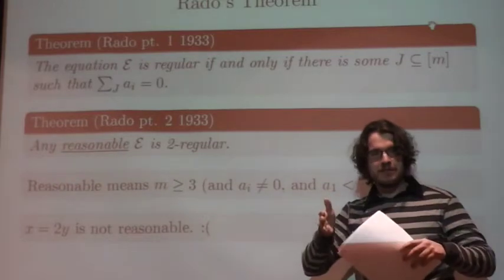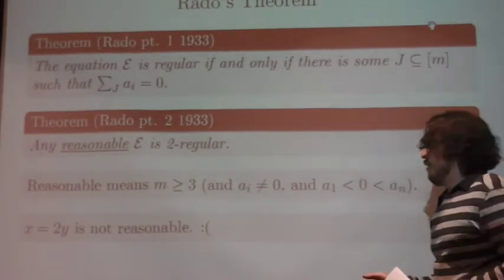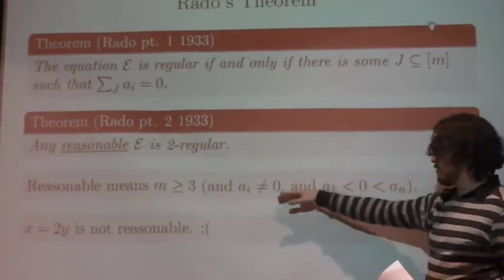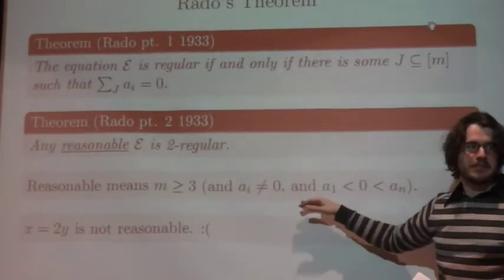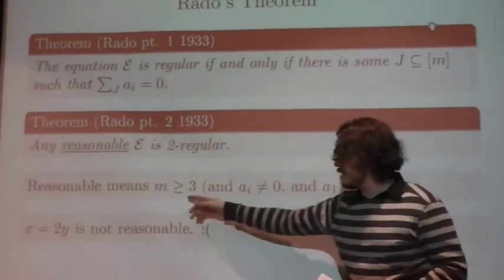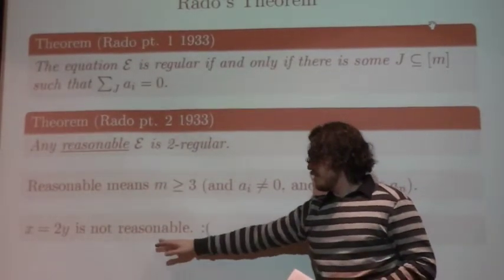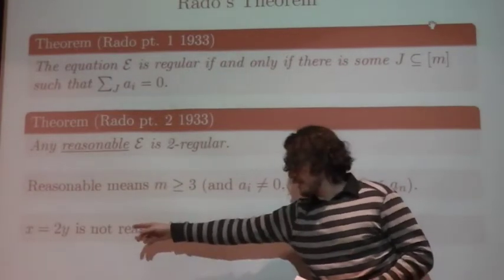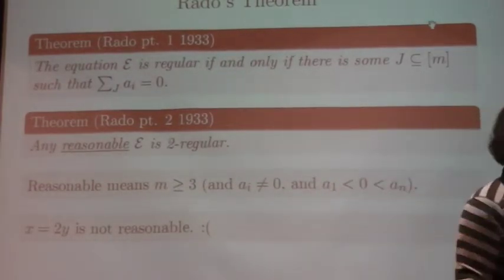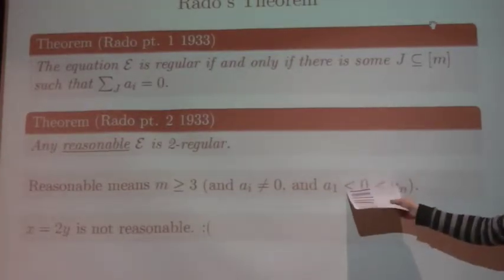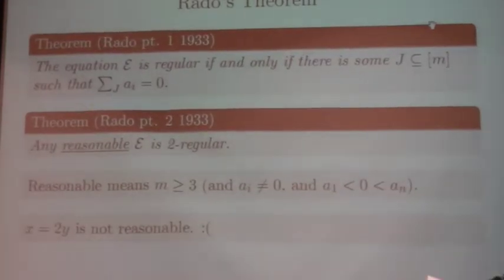So if I limit myself to 2 colors, as long as I have 3 variables, and I obey these conditions, which we said are just sort of triviality conditions, as long as I have 3 variables, it's regular. And of course, if it doesn't, then you can get into trouble with something like x equals 2y, which is not reasonable, according to what I've defined reasonable to mean, and it is not 2-regular.